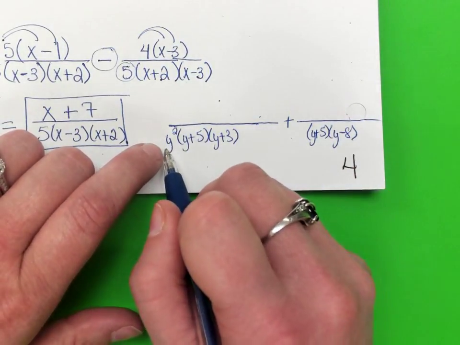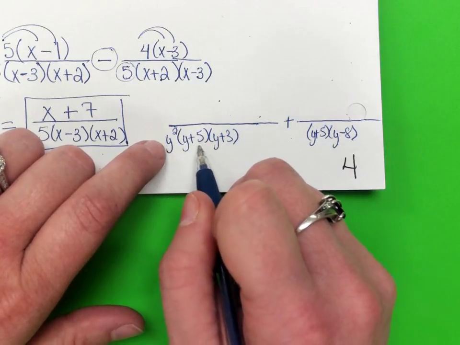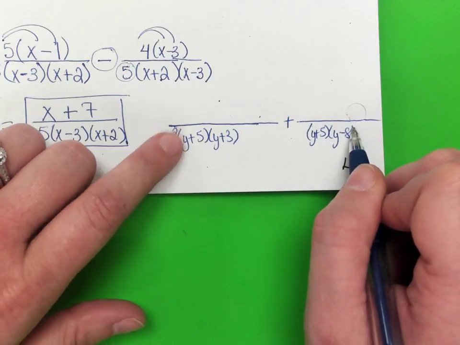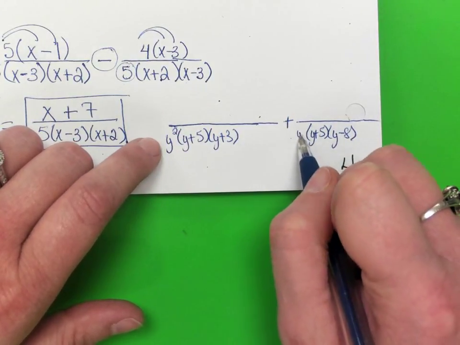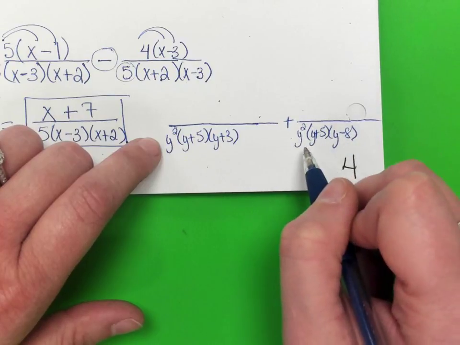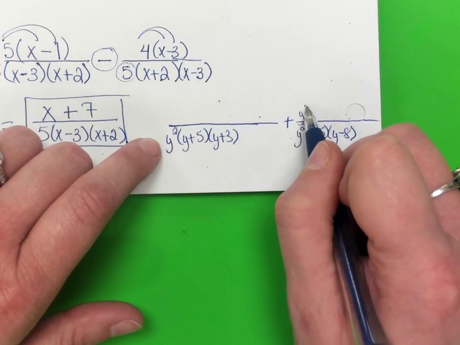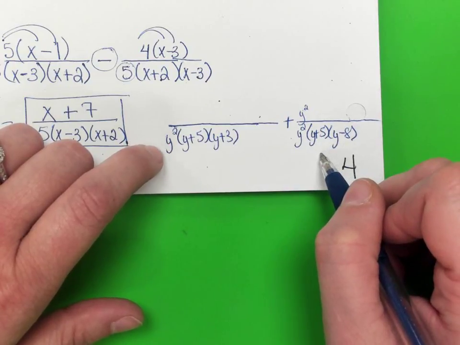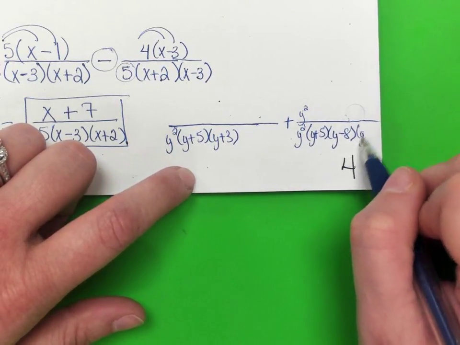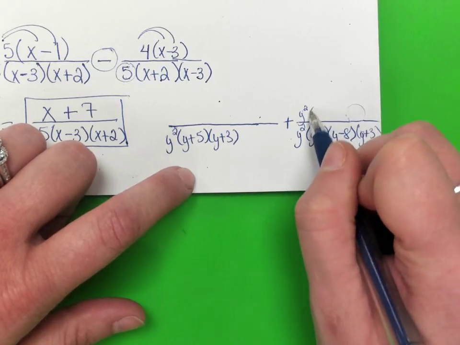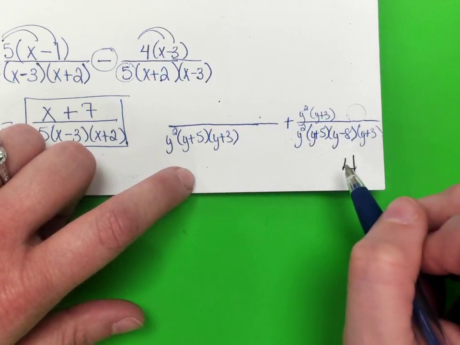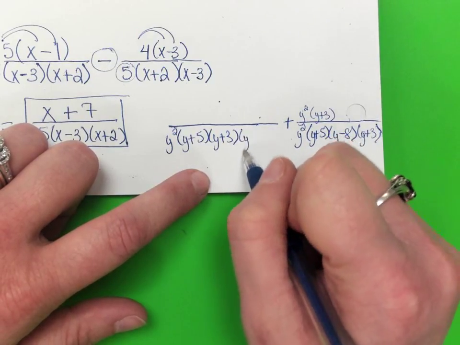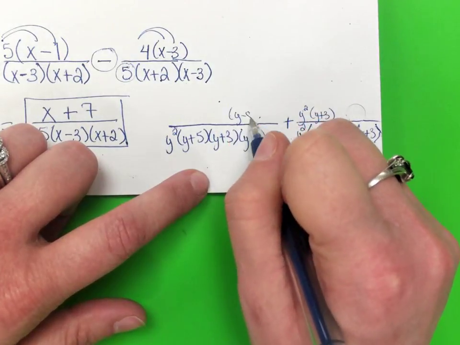Alright, what does this one have on the left? What is this missing that this has? The y squared. Okay, so we'd have to do a y squared on top and bottom, right? Okay, what else are they missing? This one's missing a y plus 3. And so you would need to do that on top and bottom. What else? I have to have them exactly the same. And then on the other side, it's y minus 8. There you go. So you'd have to do that on top and bottom, right?